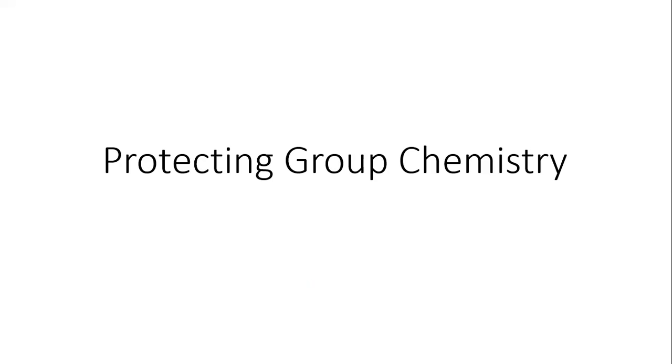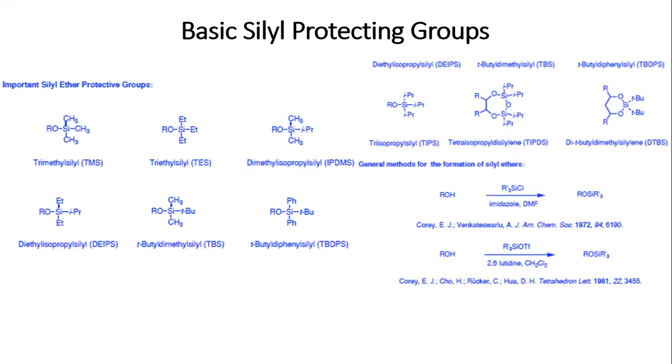Mostly you'll use protecting groups on amines, alcohols, and then sometimes on carbonyls also. So these are some basic silyl protecting groups. You don't have to write all this down; I have already uploaded a document with all these in it, so don't worry about trying to scribble them down.